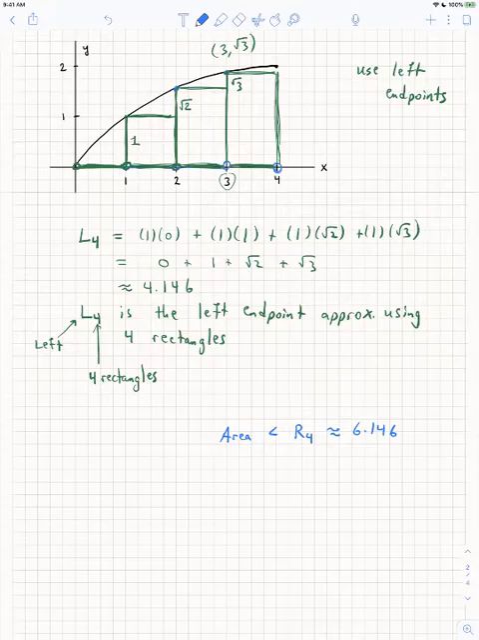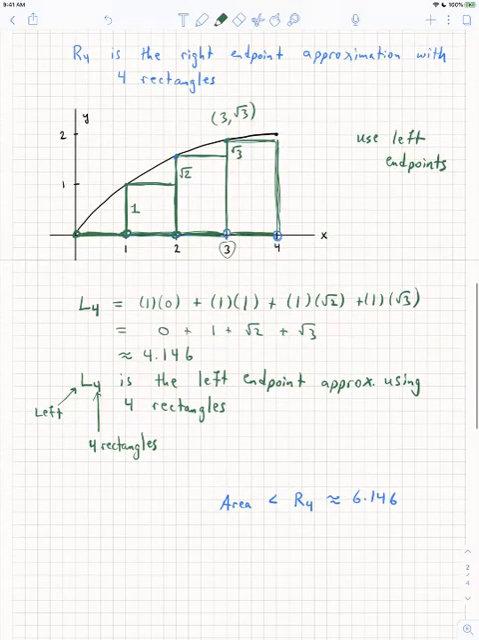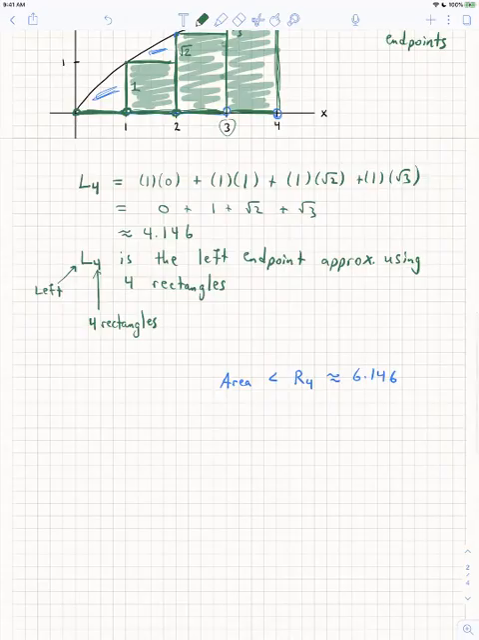Okay. And what else do we know? We know that these left endpoints give us rectangles which are a little too small, as you can see. These rectangles don't completely fill it in. We have some spaces here which don't quite get included. So what that tells us is that the left approximation is going to be too small. So L4 is less than the area.